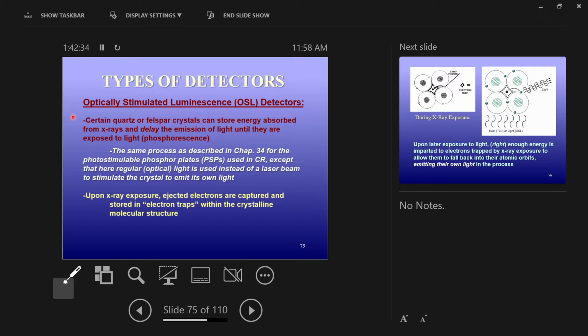If this sounds familiar, it's the same as the photostimulable phosphor plates used in CR X-rays, computed radiography. So remember digital computed radiography? The CR plates use the same thing. It's the same type of thing.